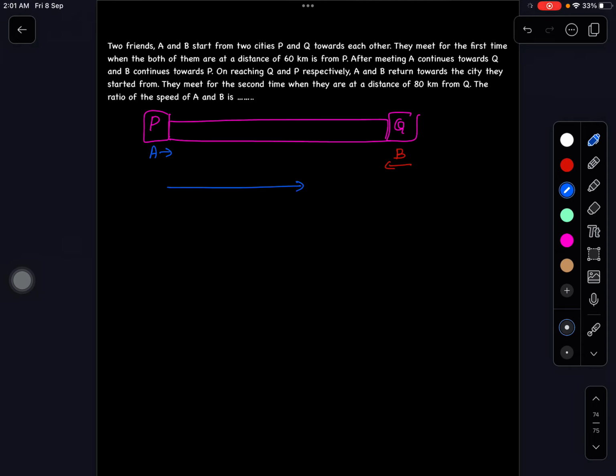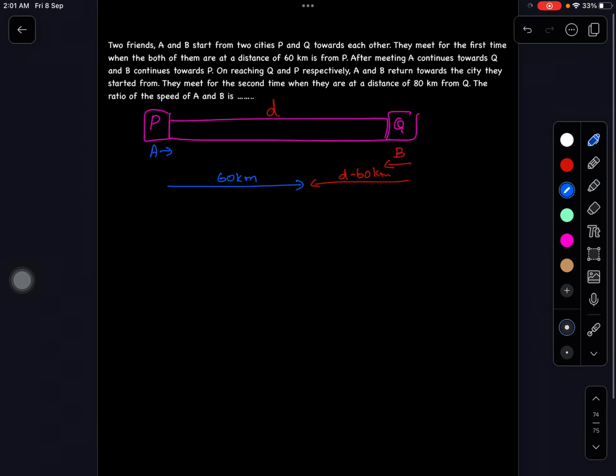This is what is happening until the first meet. So what is the distance covered by A? 60 kilometers. What is the distance covered by B? We don't know. Let's assume the total distance is D, so this must be D minus 60 kilometers. Okay. Now what is happening after the first meet until the second meet?